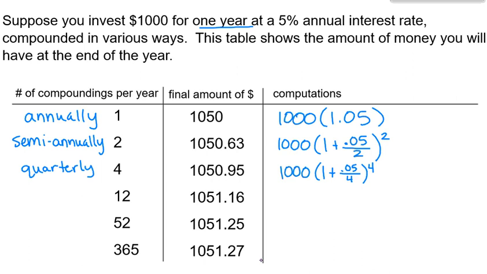12 times per year would be monthly. Following the pattern then, I would take $1,000 and multiply it by 1 plus 0.05 divided by 12 and raise that to the 12th.